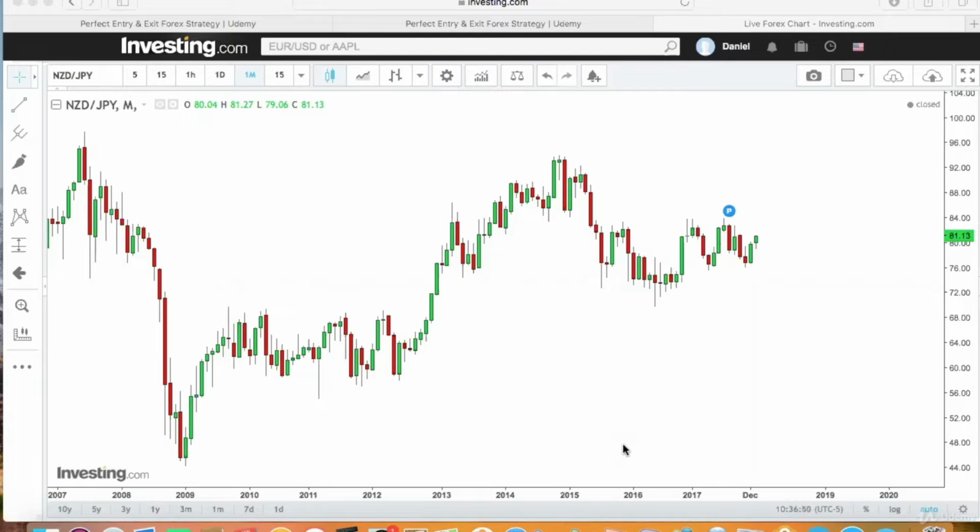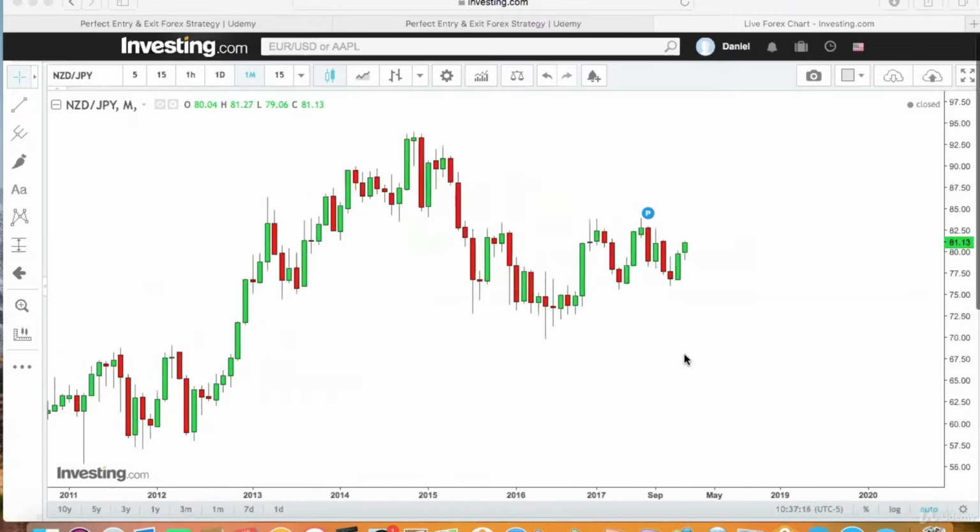So the first thing you want to do is set up a naked chart. A naked chart is where you just have candlesticks only. You don't have any indicators on your chart. You don't have any support or resistance levels. You just have candlesticks. And the first chart that you want to go to is your monthly chart.